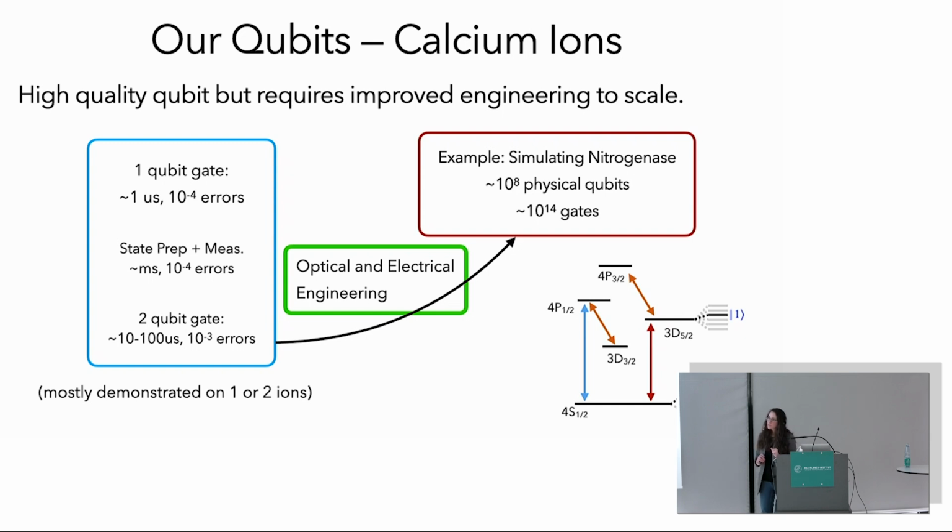Distance between your ions and your trap? Yeah, about 5 microns, micron scale.